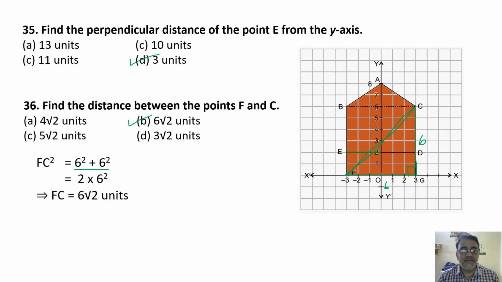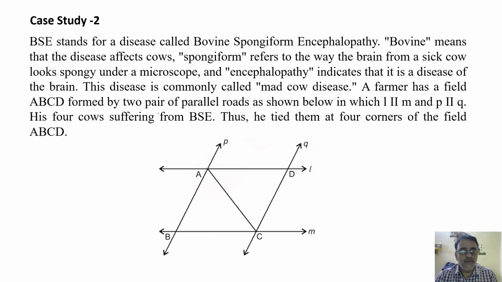Now we are moving toward question number 37. Case study question number 2. BSE stands for a disease called bovine spongiform encephalopathy. Bovine means that the disease affects cows. Spongiform refers to the way the brain from a sick cow looks spongy under a microscope, and encephalopathy, I think the pronunciation is like that only. You have to check the correct pronunciation on the internet. It indicates that it is a disease of the brain. This disease is commonly called mad cow disease.